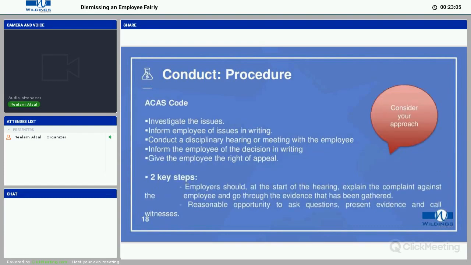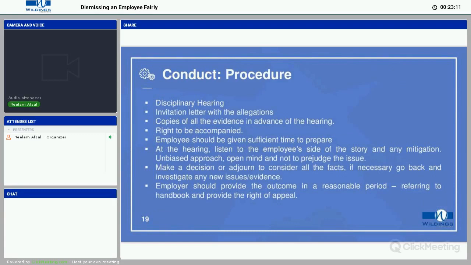So moving on to the next slide, we're going to look at the disciplinary process. So the disciplinary hearing, you need to ensure that you've sent out a letter with the allegations. You need to provide copies of all the evidence in advance of the hearing, and make sure you inform the employee of his or her right to be accompanied. That's a statutory requirement that they should be informed of. Give the employee sufficient time to prepare for the hearing, and at the hearing, listen to the employee, take into account any mitigation, have an unbiased approach, open mind, and do not prejudge the issue. Make sure you consider all of the facts before you make a decision.